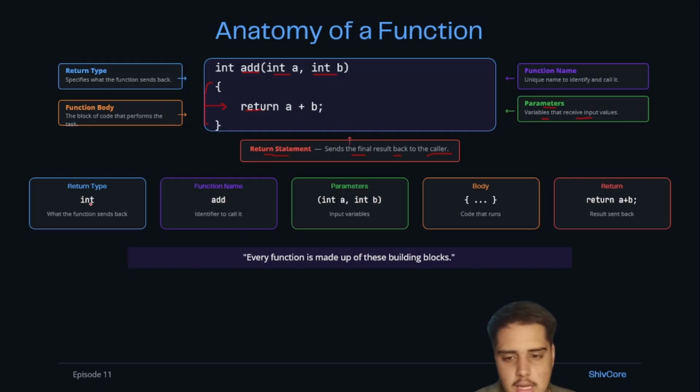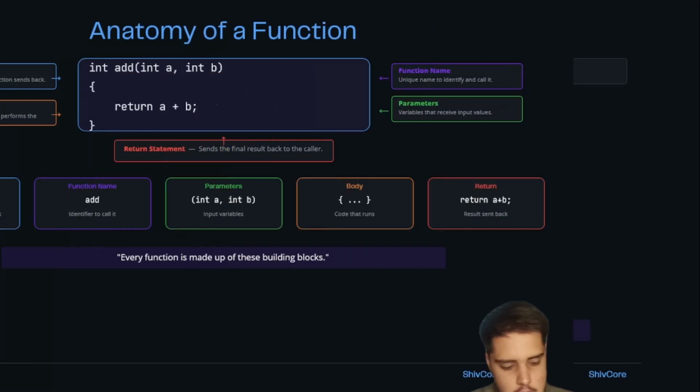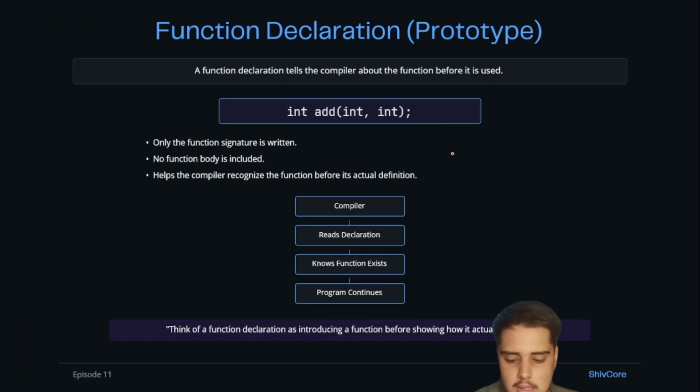So return type int, what the function sends back. Function name add, the identifier to call it, and parameters int a, int b, the input variables. Body, the code that runs, and return, like return a plus b, which sends the result back. So every function is made up of these building blocks. Coming next is function declaration.